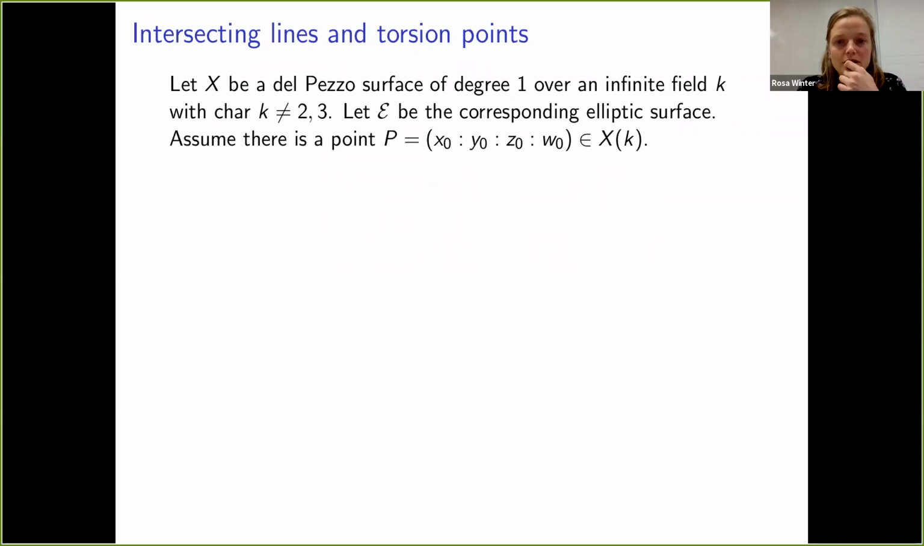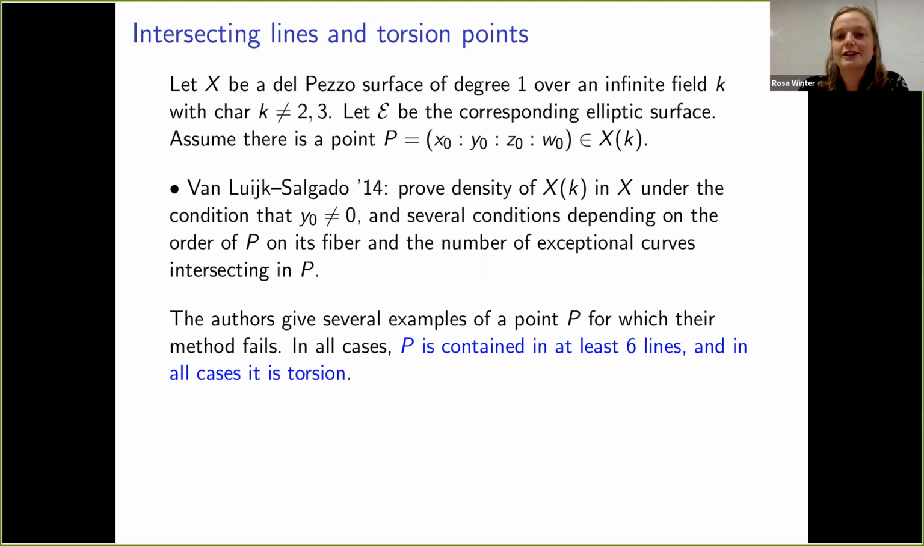So, okay, how do the results talk about these elliptic surfaces? Now we take an Alpeza surface of degree 1 again over an infinite field with characteristic not 2 and 3. We have this corresponding elliptic surface when you blow up the base point of the anticanonical linear system. And we assume that there is a rational point. So P is a rational point on the Alpeza surface. Then Van Luijk and Salgado proved the density of the set of rational points under the condition that y0 is non-zero, and several conditions depending on the order of P on its fiber.